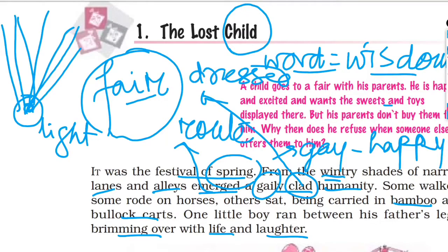Therefore, our hero, who is the hero? The child. Is he named? He is not named. He is an unknown child. That means he is a representative, or he stands for all the children of the world. Therefore, what does he do? He is now simply running between the legs of the father. Means he is so happy that he cannot express his happiness, and therefore his happiness is to the brim.